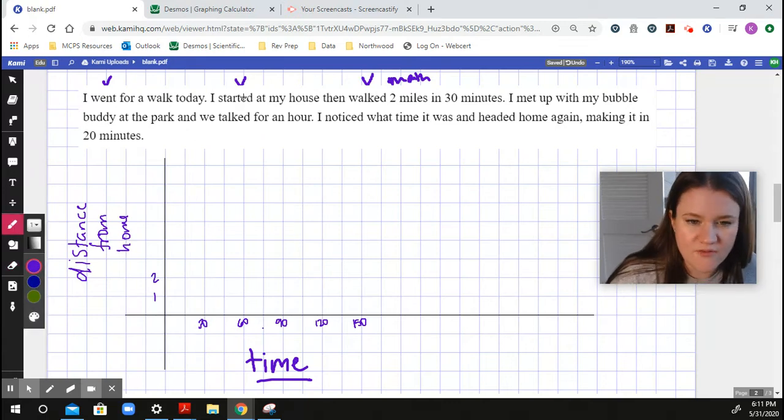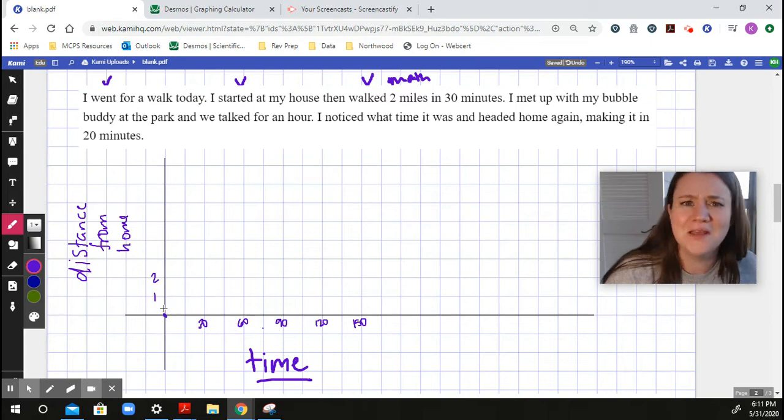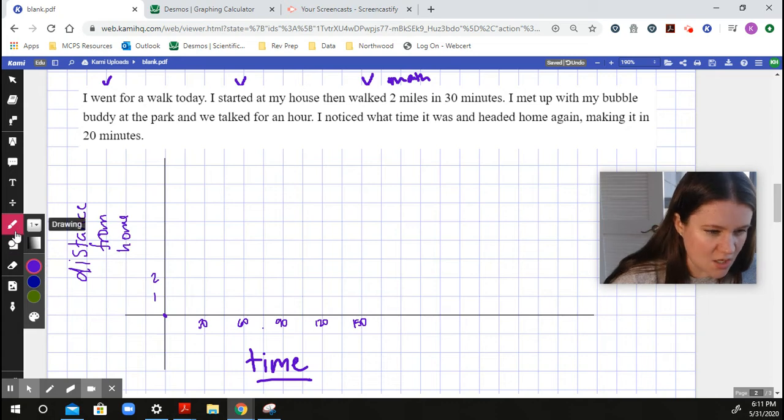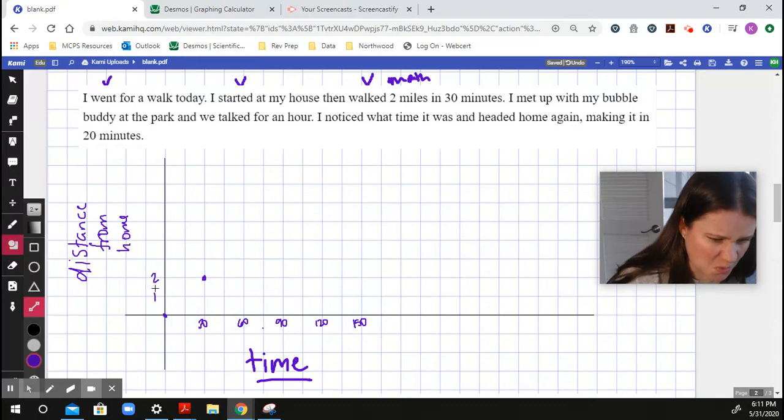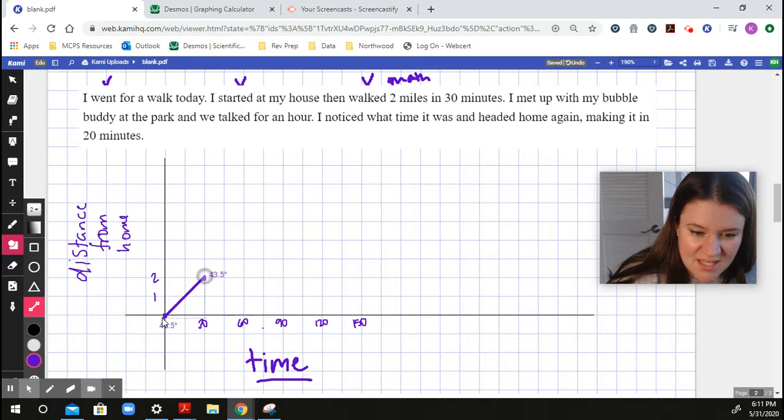All right, so I went for my walk today. I started at my house. So if I'm starting at my house, then how far away am I from home? I'm not. I'm there. And I walked 2 miles in 30 minutes. So I know that I want to end up at 2 miles at 30 minutes. That's a normal pace, I guess. I'm going to connect those dots. So that's my first piece here, right?